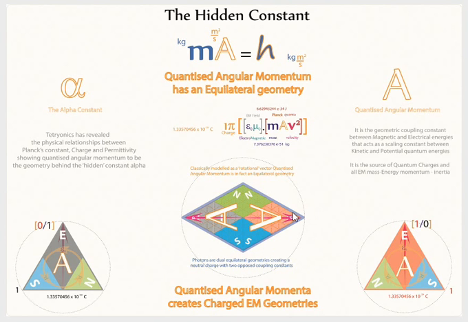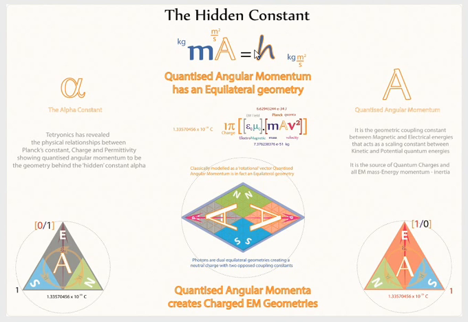In particular, the quantized angular momentum, or the equilateral geometry of energy, gives us the geometry of photons, their direction of propagation, all those sorts of things. But more importantly, it gives us charge. Without charge, the particles wouldn't interact. Without their specific geometry of electric fields and magnetic fields, they wouldn't be able to come together in different ways and different shapes to create matter and to create force interactions.